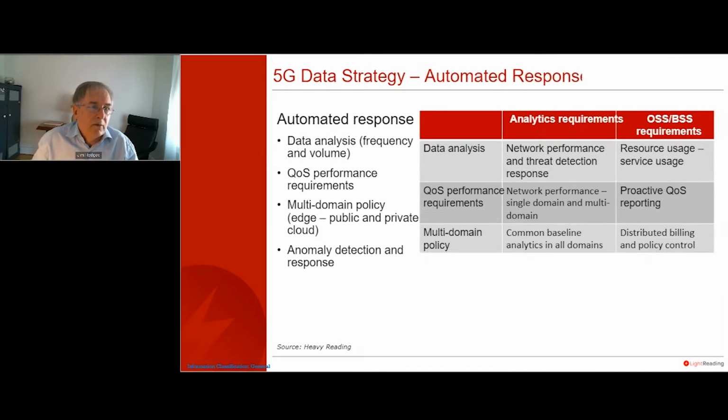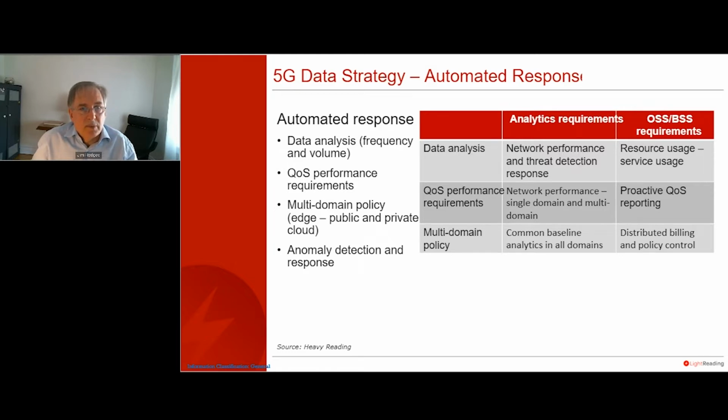I think of it in terms of data analytics and OSS/BSS. I think of it as data analysis on an analytics side, being able to perform network threat detection and response. That would be a key part of that. And then the OSS/BSS side, just think about resource usage and which services are being performed. In terms of a QoS context, you think of network performance, single domain and multi-domain. Again, some services at the edge, some in the public cloud, some are private.